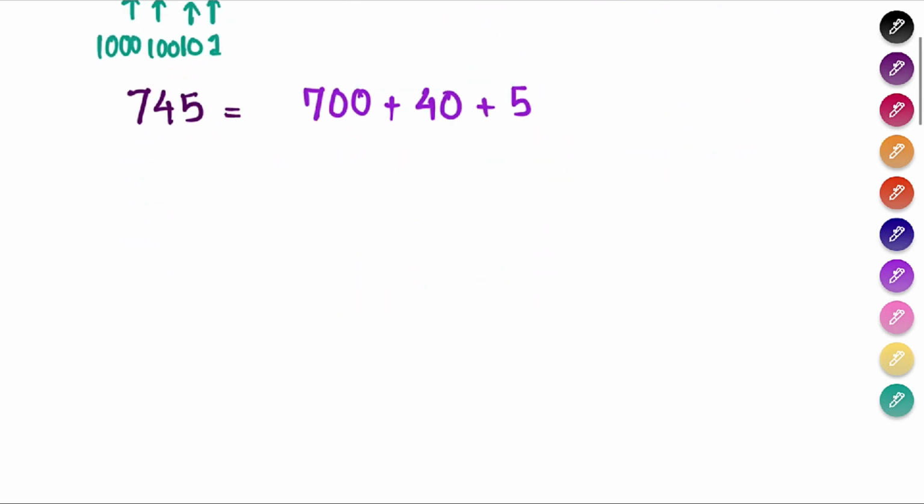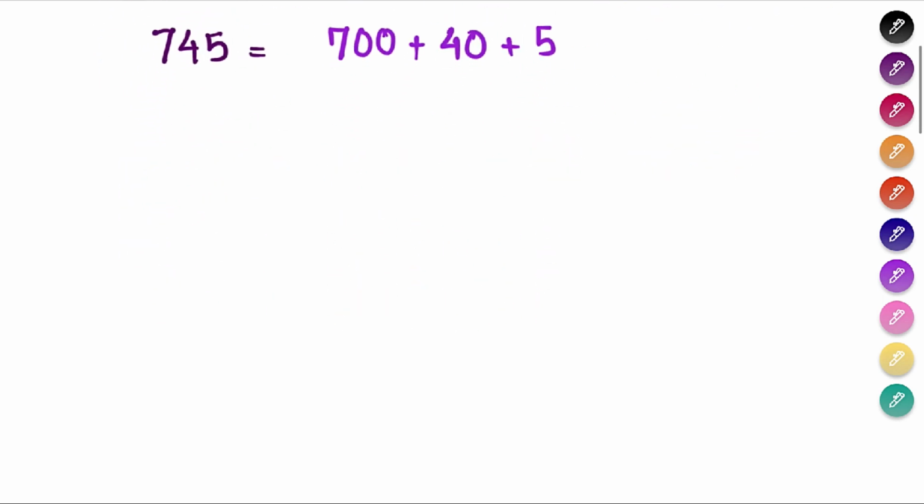Okay, let me write. I changed the page. This is a blank page. Now see what I'm doing. The concept that we learned just now, let me show it to you once again. You see how 745 has been converted to another format. We wrote 745 as 700 plus 40 plus 5. You got that? Now why did I tell you to do it in that format? Let us see the magic happen.